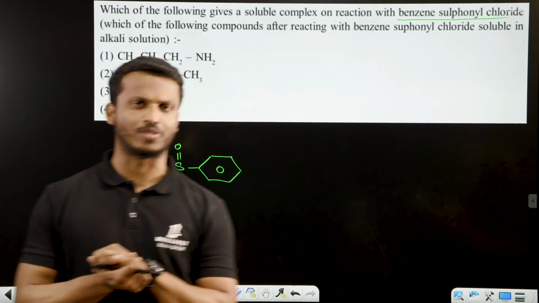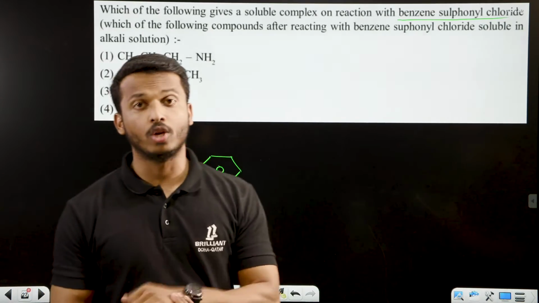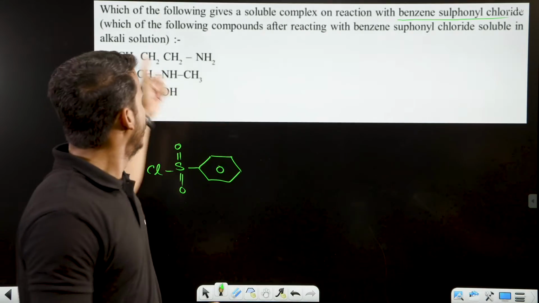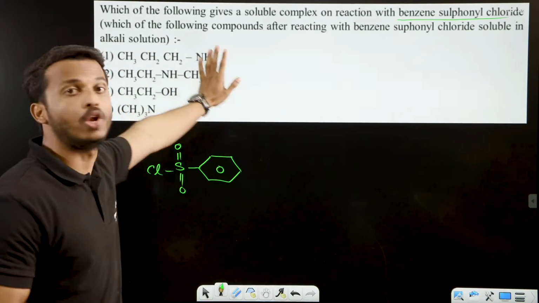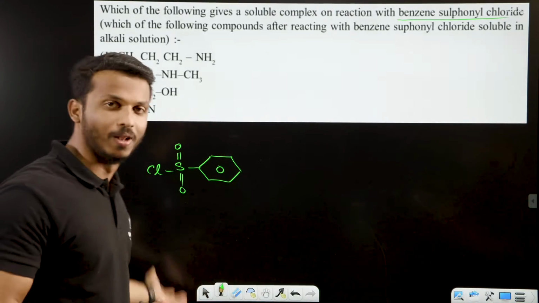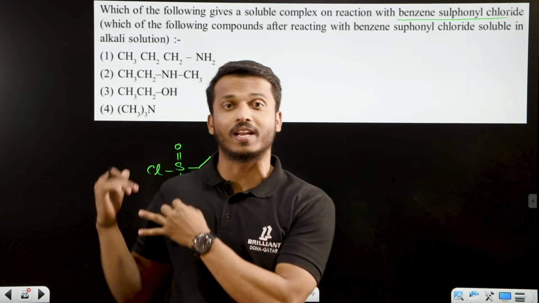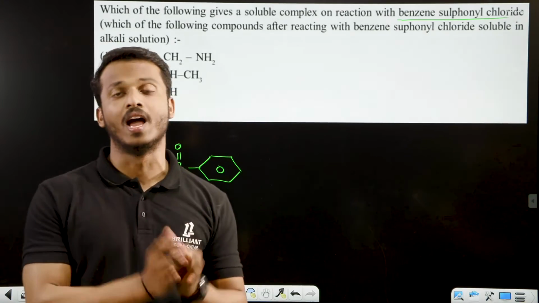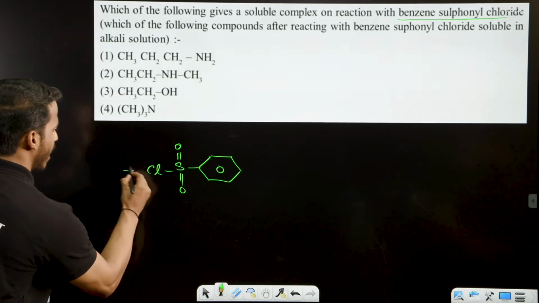What is the observation you have studied? Primary amines, when reacted with the Hinsberg reagent, give a precipitate that is soluble in alkali. That is the question: when this compound is treated with benzene sulphonyl chloride, it is soluble. So they are asking which is a primary amine. Very simple. And what about secondary amine? Secondary amine, when you treat it with Hinsberg reagent, gives a precipitate, but it is insoluble in alkali. What about tertiary amine? It won't react. Yes.